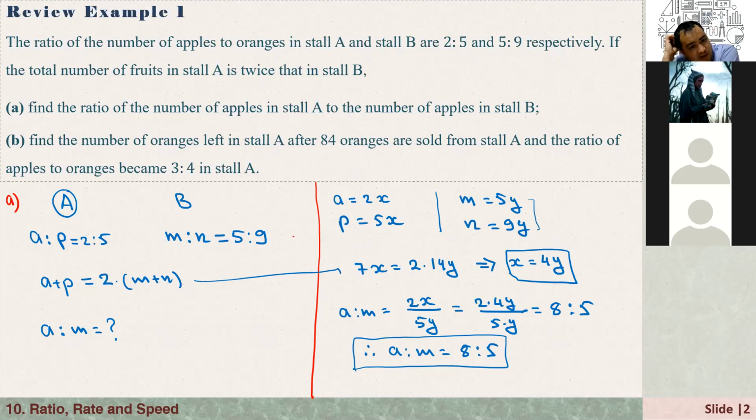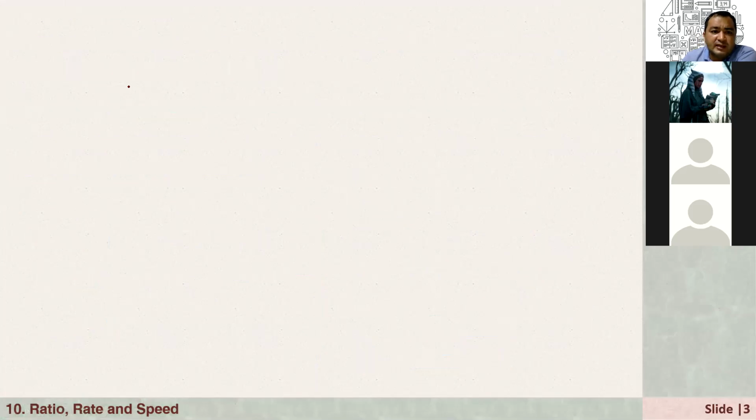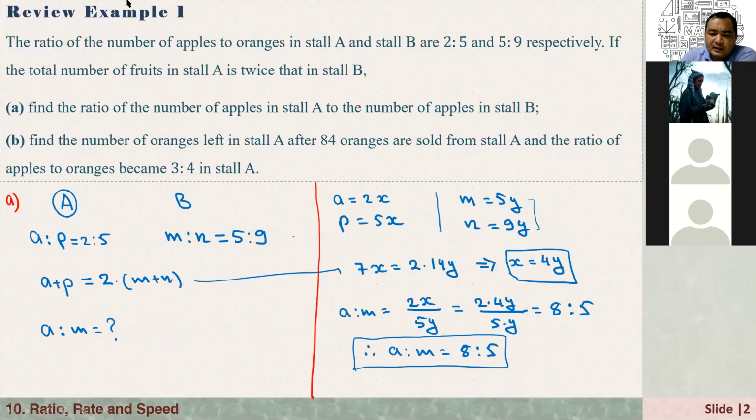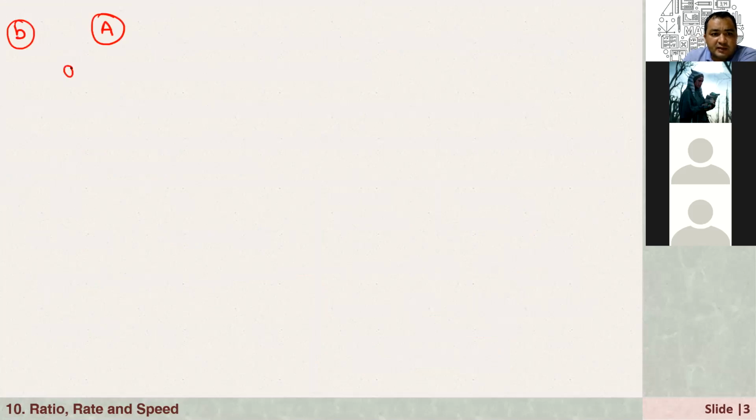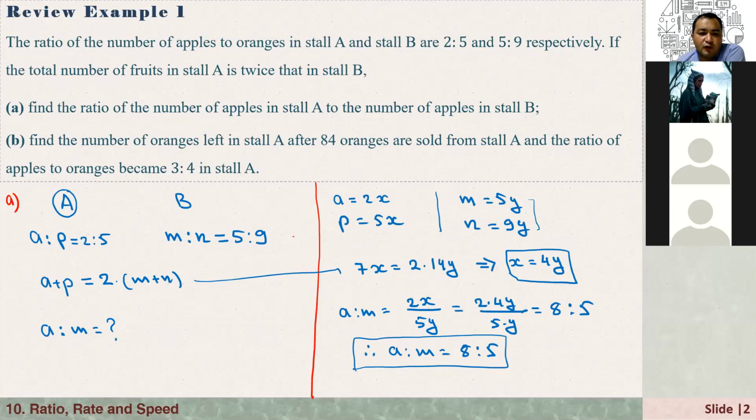Okay, so it says to find the number of oranges left in stall A after 84 oranges are sold. Let me just rewrite this here. Again, we are talking about part B, stall A. In stall A we have apples and oranges. It's given that A to P is equal to 2 to 5. Now in this question, it's saying to find the number of oranges left in stall A after 84 oranges are sold from stall A, and the ratio of apples to oranges became 3 to 4.